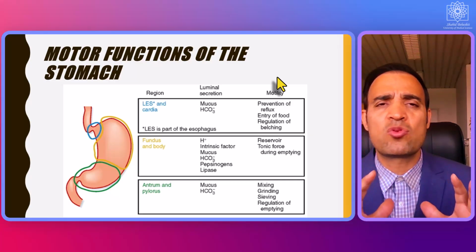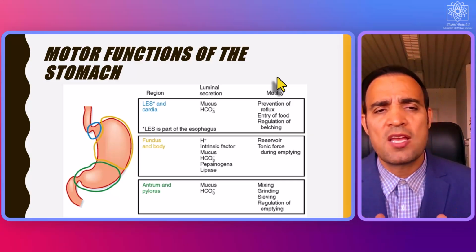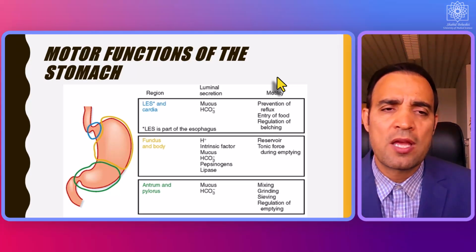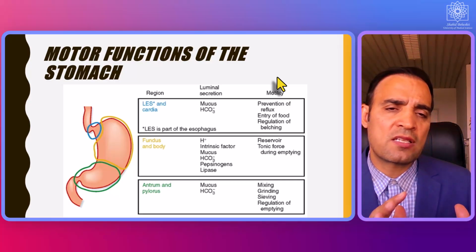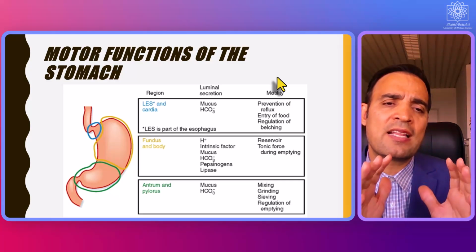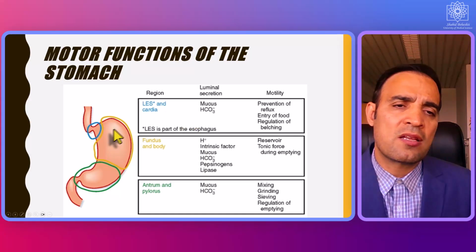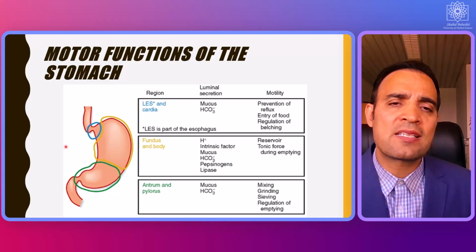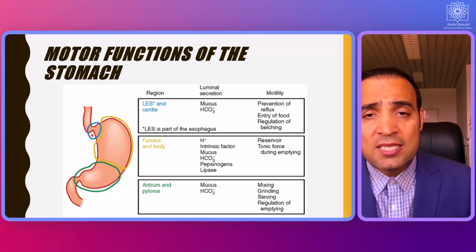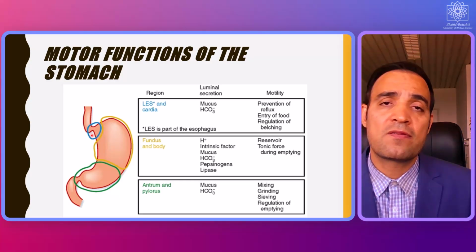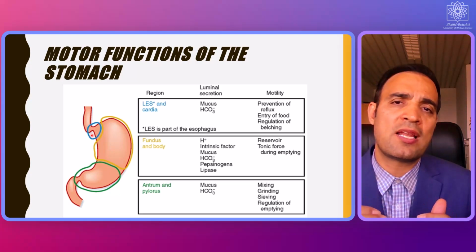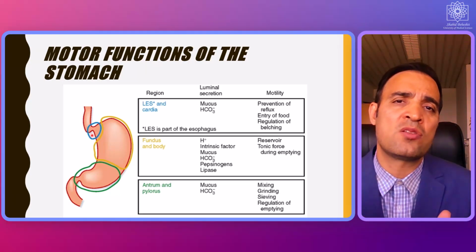When we want to talk about the stomach functions, we should classify different parts of the stomach. And as you see, the lower esophageal sphincter and the area that is near to it is named the cardia. This part has the function to prevent reflux. I told you that the lower esophageal sphincter does not allow the reflux of the stomach content into the esophagus.